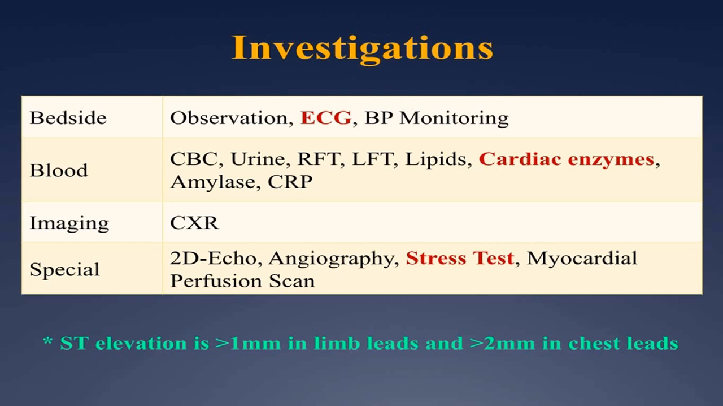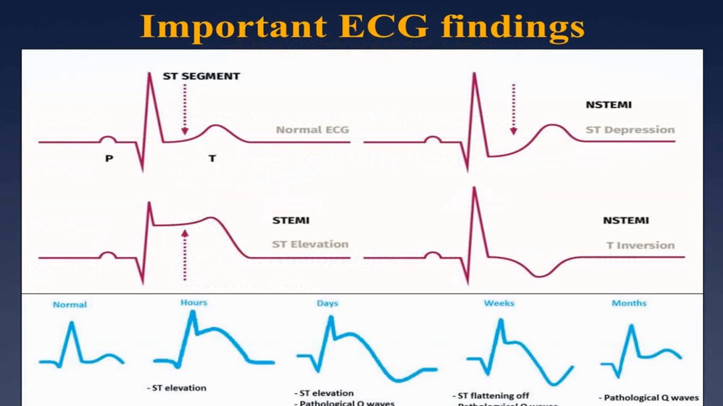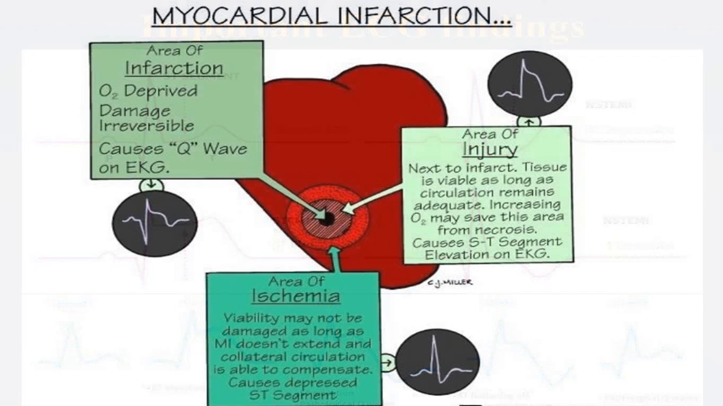The other investigations like 2D echo, stress tests, and angiography are all to find out the severity of the damage and the severity of involvement of the coronary artery. ECG is the main important one. We have discussed in detail the ECG and the ST segment, so at your leisure time you can go through it. I've already uploaded those videos on my YouTube.